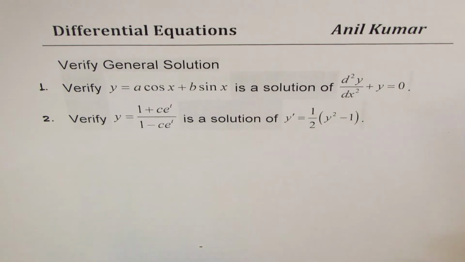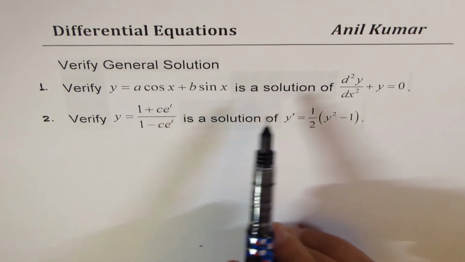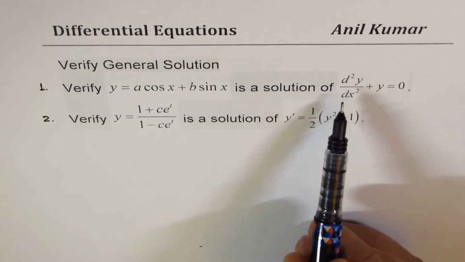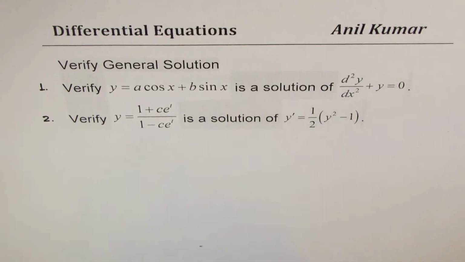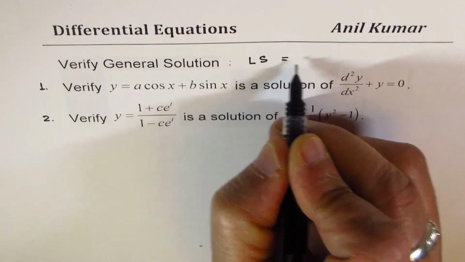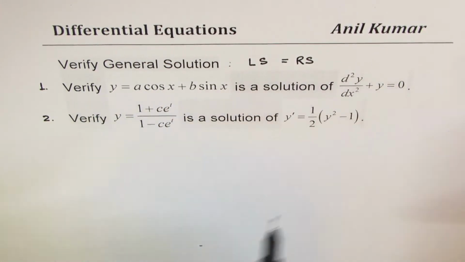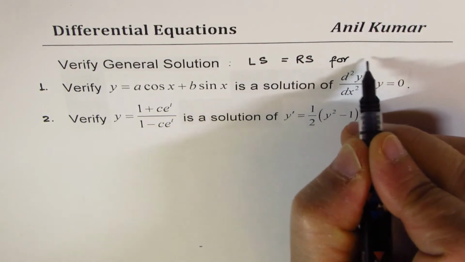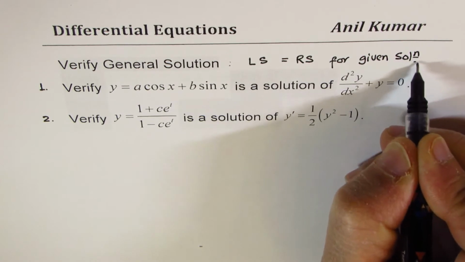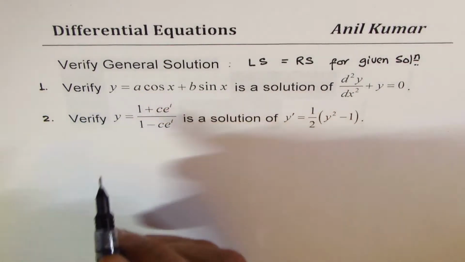Now to verify that the given function is a solution of the differential equation, what we need to do is prove that the left side is equal to the right side. So basically we have to prove that the left side equals the right side for the given solution, right? For the given solution. So that is what we have to do. So let's do it. So let's do question number 1 now.